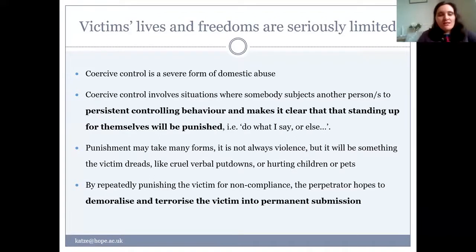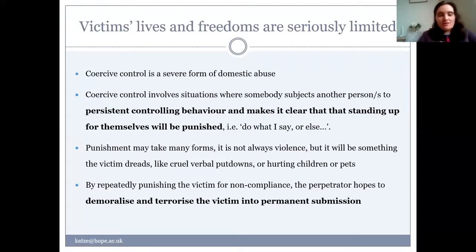Coercive control is a really severe form of domestic abuse. It's the deep end of domestic abuse. And within it, victims' lives and their freedoms are seriously limited. Coercive control involves situations where somebody subjects another person or persons to persistent controlling behaviour and makes it clear that standing up for themselves will be punished. So it's like a constant, you have to do what I say or else situation.